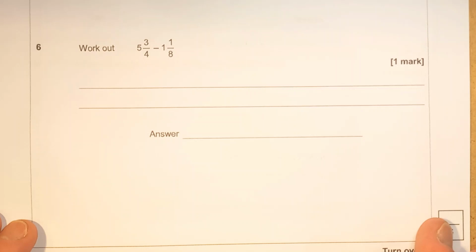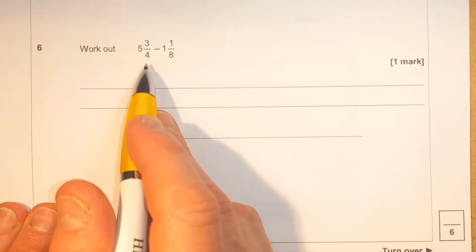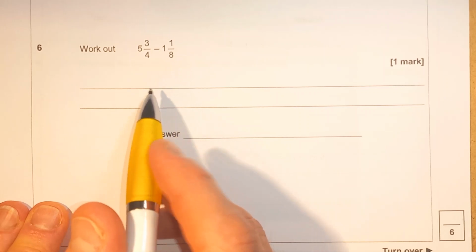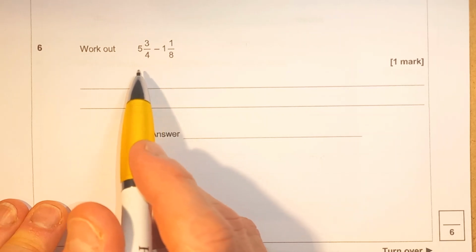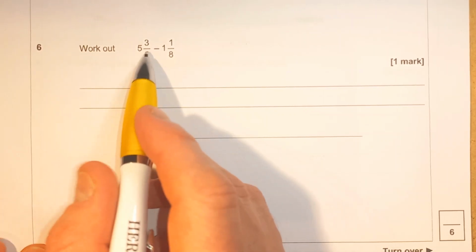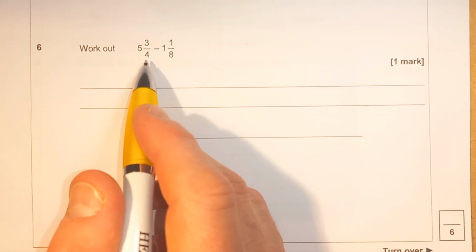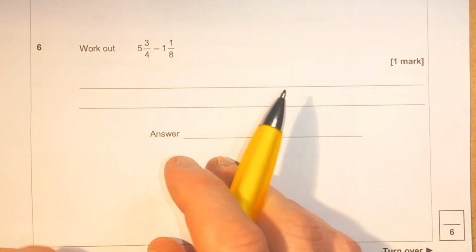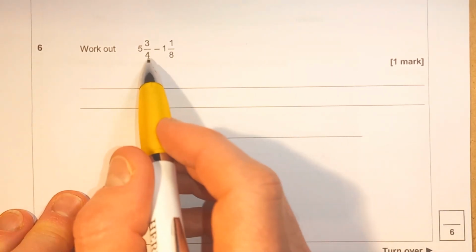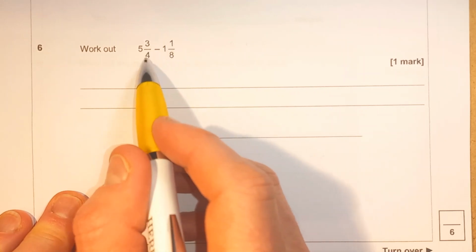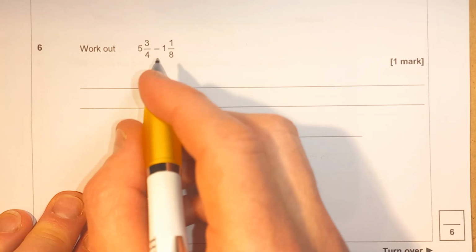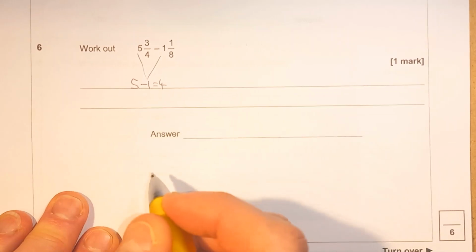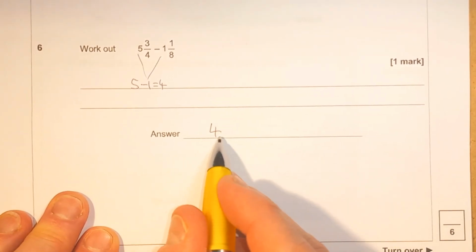Alright, question 6. Work out 5 3/4 minus 1 1/8. Okay, so often with these, what I like to do is convert the whole number into a mixed number, so the whole number and the fraction bit, so that we don't have to do anything messy afterwards. But with this one, I think it's fairly clear that 1/8 is smaller than 3/4. So I'm going to say, well, I know that 5 minus 1 is 4. So I know that the whole number part of my answer is going to be 4.